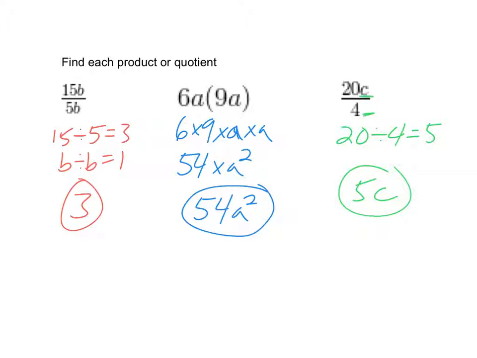For the last one, divide the numbers. 20 divided by 4 is 5. I don't have a c on the bottom to divide the top c by, so the c just gets brought down, and my answer is 5c.